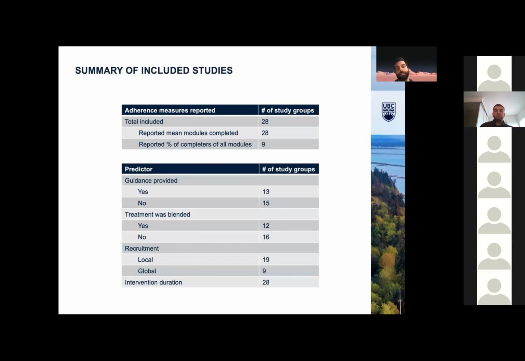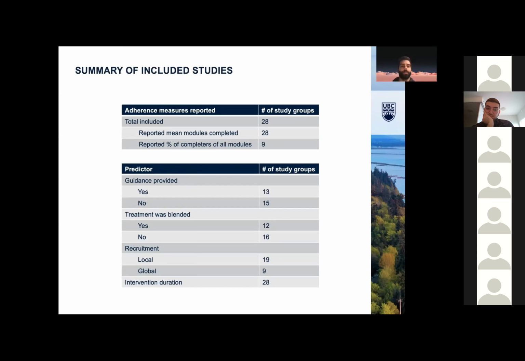So just a quick summary of the included studies. We included 28 study groups. So some studies had multiple intervention groups, so they were included multiple times. That's why we're counting the number of study groups. This shouldn't be a huge problem for the meta-regressions because we're not actually looking at participant characteristics, so there's no overfitting because we're using multiple groups with the same participants. Since we're only looking at study level and intervention level characteristics, that is not a major problem.